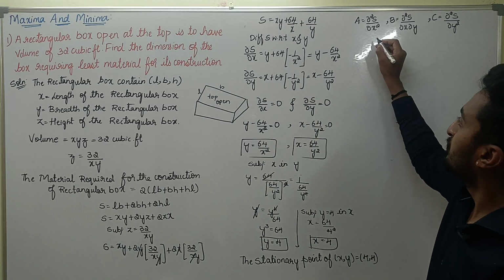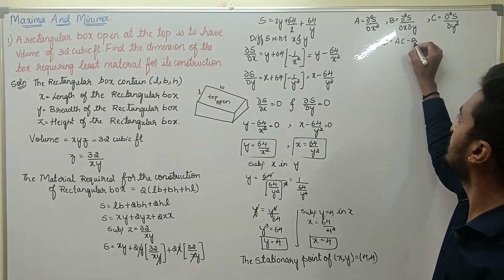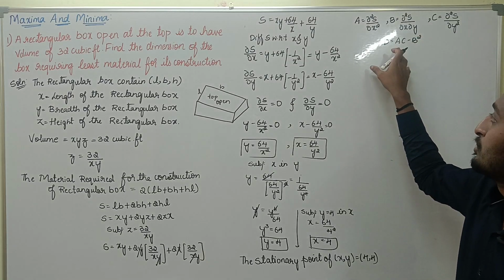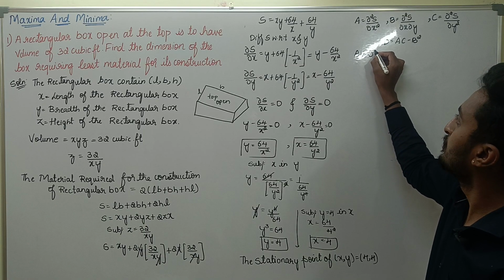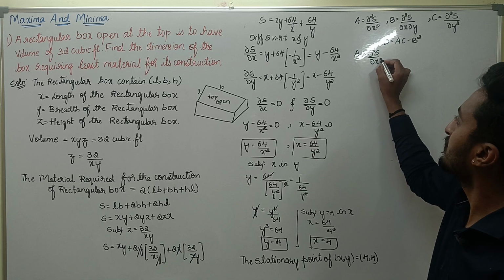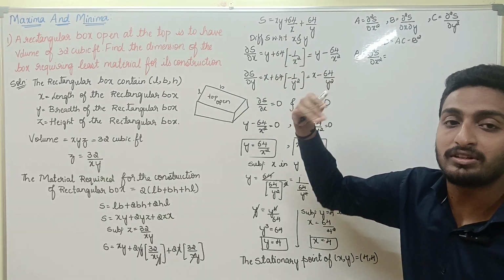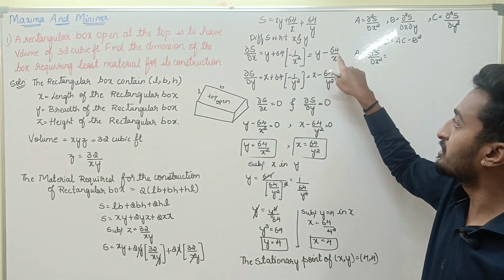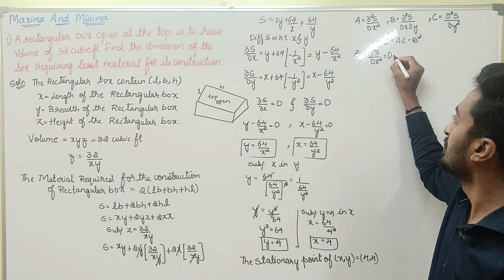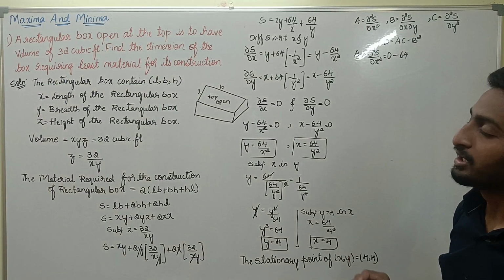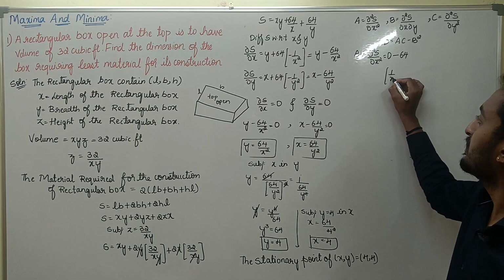Now we need to show that D, which is equal to AC minus B squared, so let us find A, C and B. First let us find A, that is equal to ∂²S/∂x². Considering ∂S/∂x, differentiate it again with respect to x, that is y minus 64 by x squared. Differentiation of y with respect to x is 0, minus 64 remains constant. Differentiation of 1 by x squared.